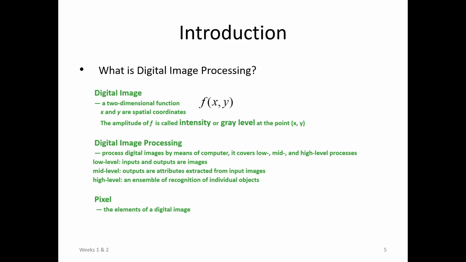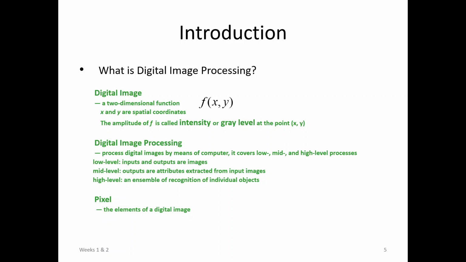So here we are collecting some information, some attributes, in the form of the outputs. And if we are talking about high level processing, then definitely it is for the purpose of understanding and recognition of individual objects from the input images. That high level processing basically comes under the computer vision part, which we are going to discuss in detail in further slides.